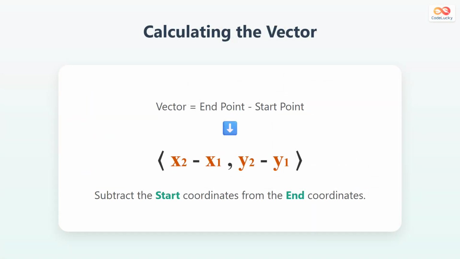If you know the starting point and the ending point, you can calculate the vector yourself. You simply subtract the starting coordinates from the ending coordinates. It is x2 minus x1 for the horizontal part and y2 minus y1 for the vertical part.